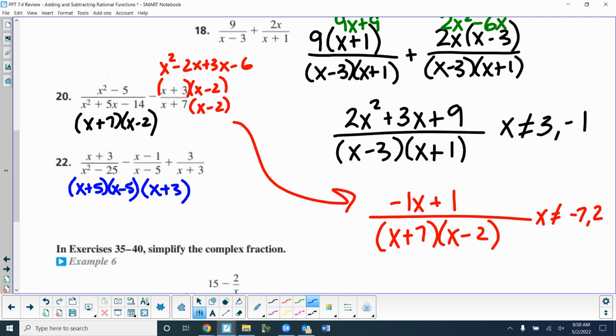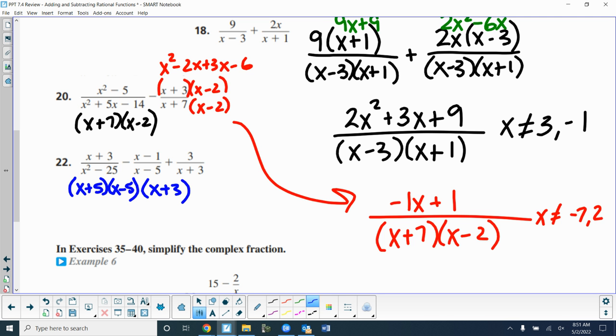Okay? And then we have to rewrite them and add them and subtract them. So, all right? That answer was, I'll read it to you, negative x cubed minus 3x squared minus x minus 51, that's the numerator, over that denominator, x plus 5, x minus 5, and x plus 3. X cannot be negative 5, positive 5, or negative 3. Okay, it's not that tough, but it's a little more work because you got to multiply by two things.